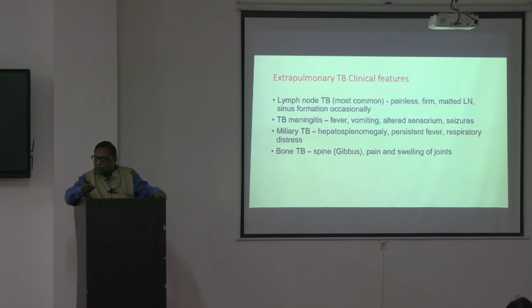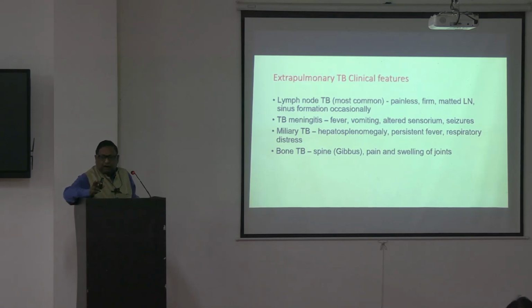So the Ghon focus, hematogenous spread, miliary tuberculosis, everything I think was discussed in pathology, so I am not going to detail all these things. If it spreads in the lymph and blood, you can get painless, firm neck glands, you may get inguinal glands, abdominal also, you can get lymph node anywhere. TB meningitis also, the second most important extra-pulmonary TB. Then miliary TB, you will get hepatosplenomegaly, persistent fever, respiratory distress. Bone TB, another most common, tubercular arthritis.